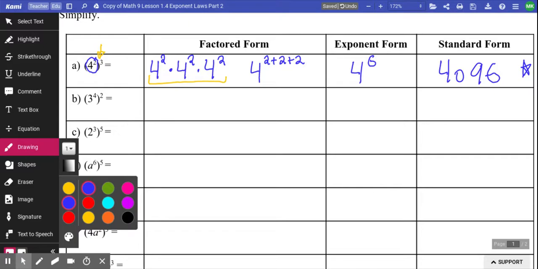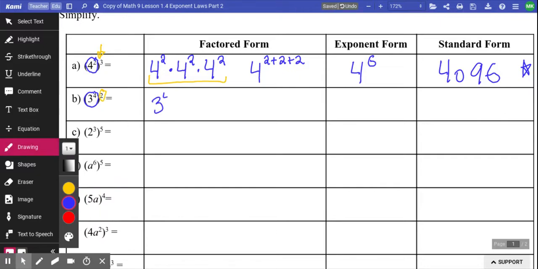So B, we can do the same process. If you want to take B and turn it into factored form, the base is 3 to the power of 4, and you're multiplying it 2 times. So it'd be 3 to the power of 4 times 3 to the power of 4. That would be factored form.